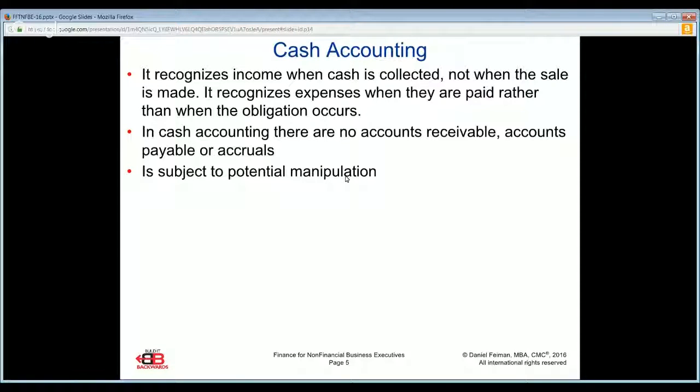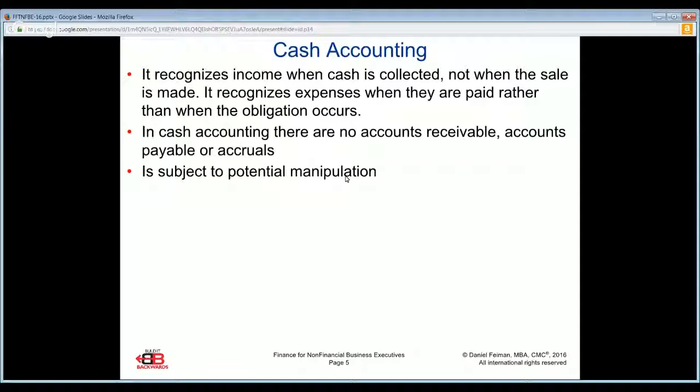Or reverse that. Same thing with obligations. If we don't pay a bill, if we don't pay a debt today, we put it off till tomorrow or next week, then we don't have to record that expense. That's the real challenge with cash accounting. It is very easily manipulated by an individual entity. So that's one reason why some organizations don't use it.